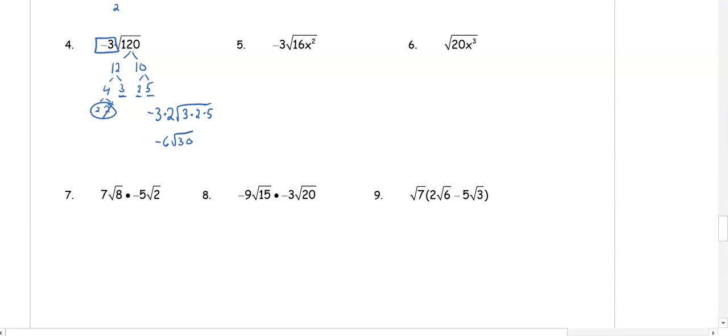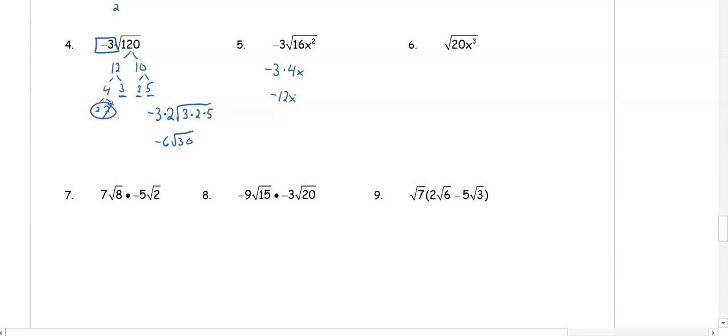In number 5, we have -3 times the square root of 16x squared. So we know that the square root of 16 is 4, so we have 3 times 4. Now, the square root of x squared, remember that the square root and square cancel each other out, so we are left with just x. So when we multiply, we would get -12x.